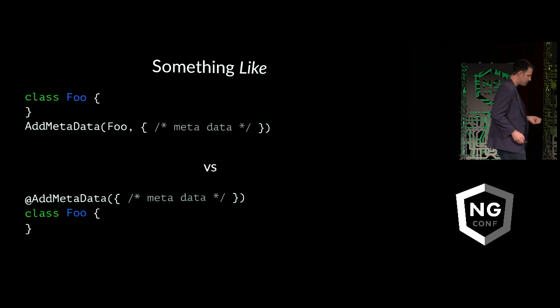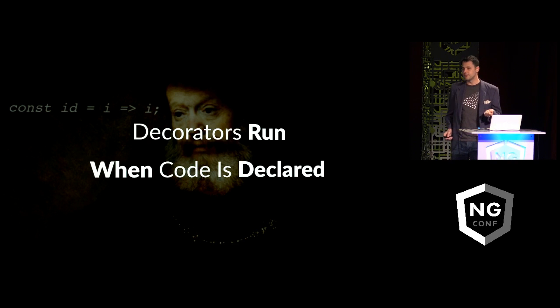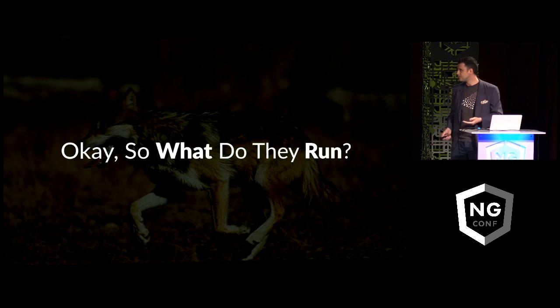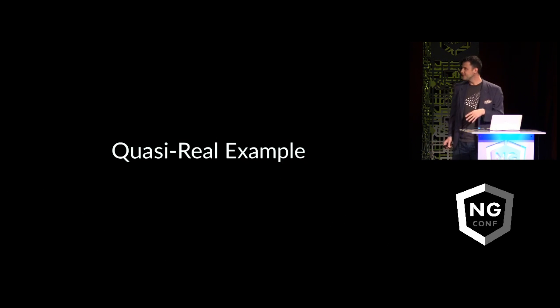So you'll notice I've said declare a couple times. Well, it's important to note that decorators run when code is declared. Okay, so they run, but what exactly do they run? Well, I said it a minute ago, but they run functions declared elsewhere in your code or in some library code you've imported. That's not really enough though, so let's take a look at a quasi-real example.